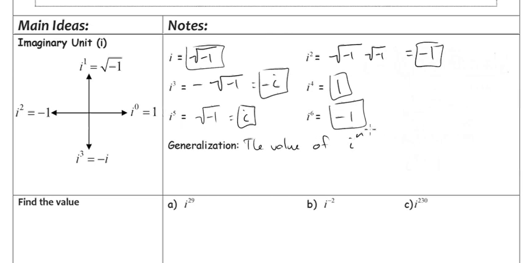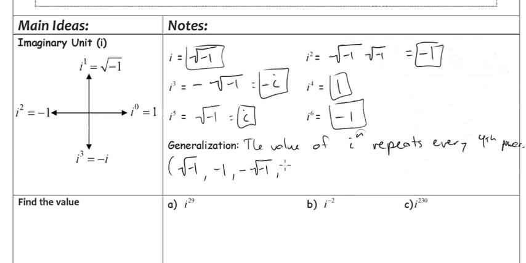All right, so to write this more specifically, the value of i to the nth repeats every 4th power. The cycle, starting with i to the first, would be the square root of -1, or just i, then -1, then negative square root of -1, or -i, then 1, and then back to the beginning of the cycle again: square root of -1, et cetera.